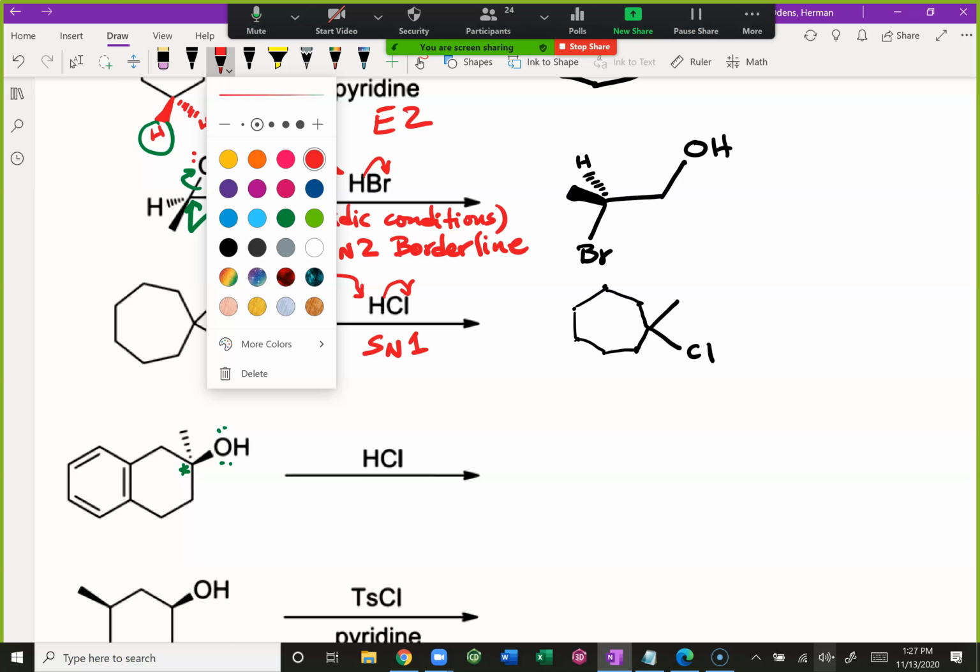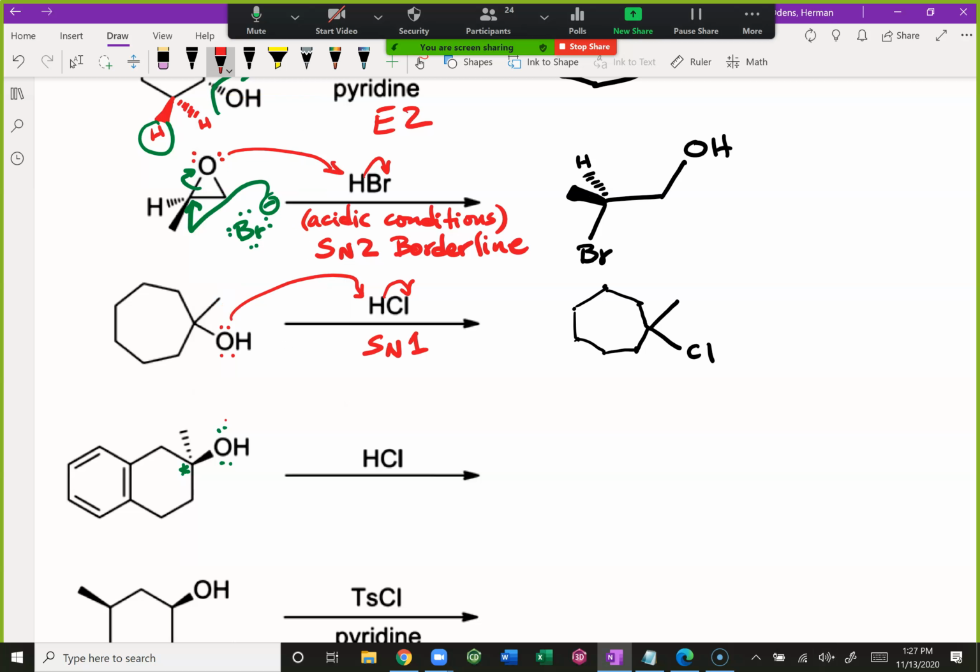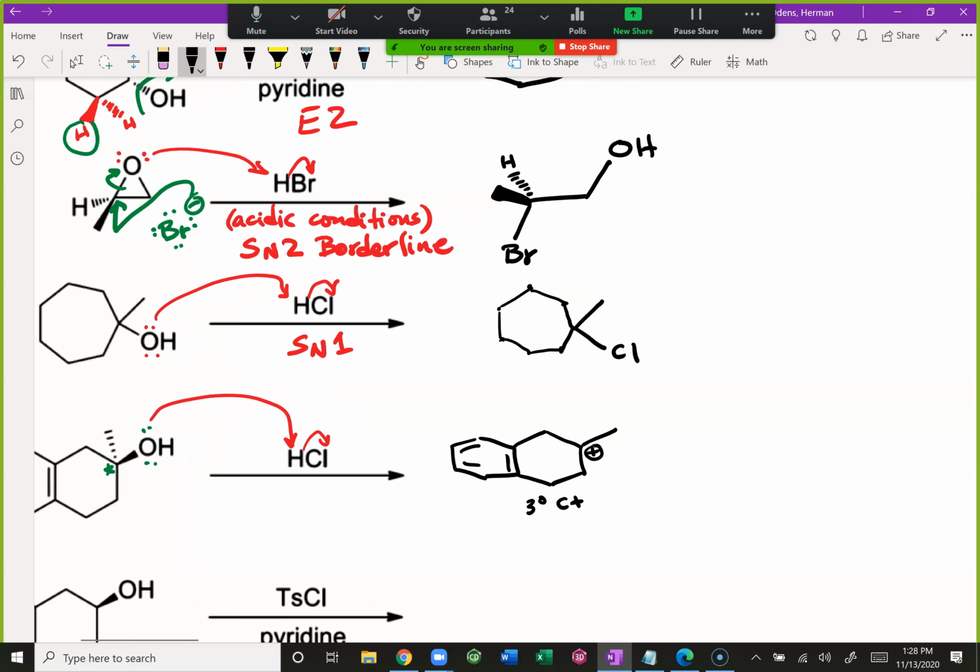what it likes to do is a base, sees an acid, grabs the H, kicks off the chlorine, and now you have this intermediate. Yeah, this methyl with a plus right there. So this is a tertiary carbocation. The molecule is happy. And then how many products can we make from this?